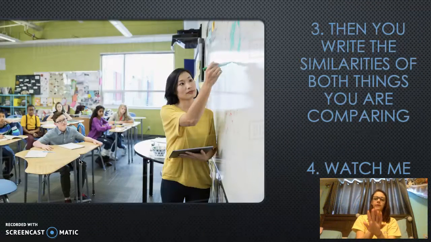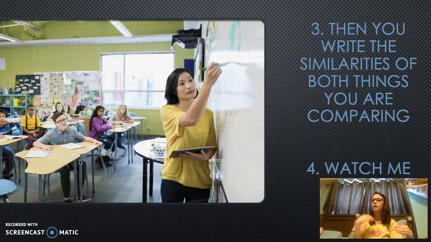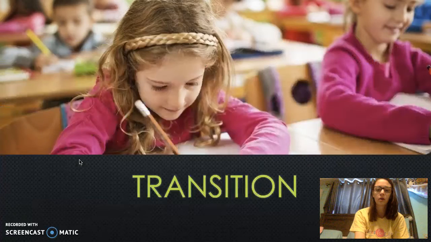So then you write the similarities of both things you're comparing. So my example of cats and dogs. For cats, I would say they meow and they're more cuddly. And dogs, I would say they bark and they're more loud, or they're more maintenance. And then for the similarities, I would say they're both house pets and they're both animals. So then I would show them how I would write those on the board.